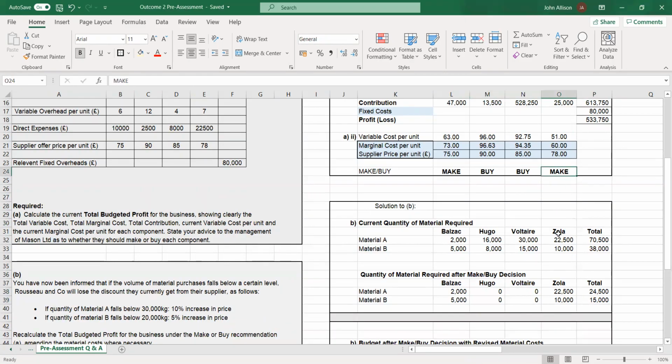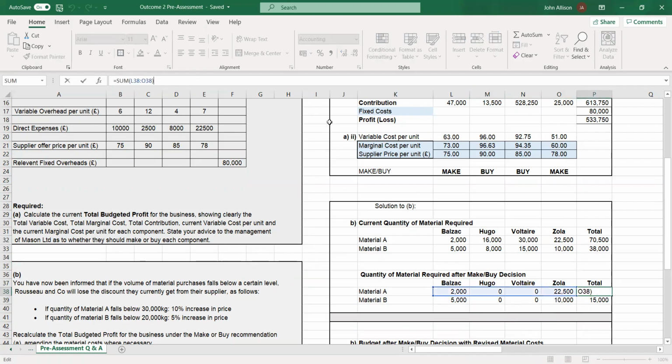We've chosen to make Zola, though, so we're still going to use 22,500 kilograms of A and 10,000 kilograms of B. We then get the total amount of material we're using by adding them up. So for material A, after the make buy decision, we're going to be using 2,000 plus 22,500 kilograms, which means we're using 24,500 kilograms of material A. And just using the same math, just adding all the numbers up, we'll be using 15,000 kilograms of material B.